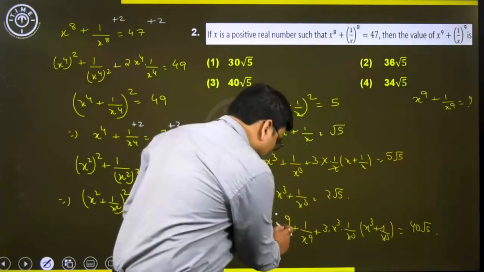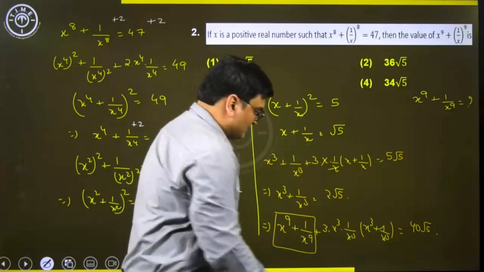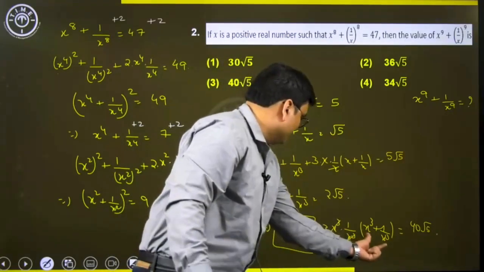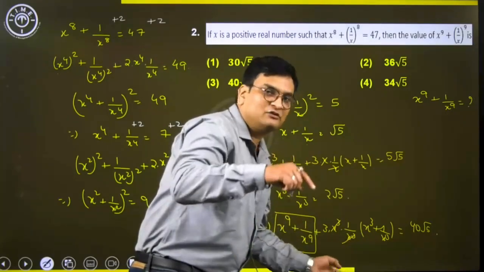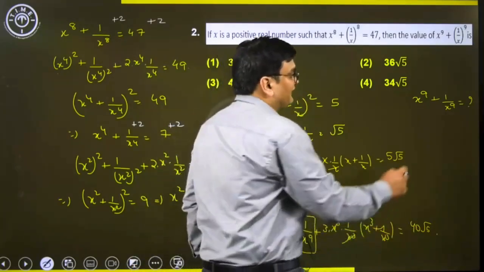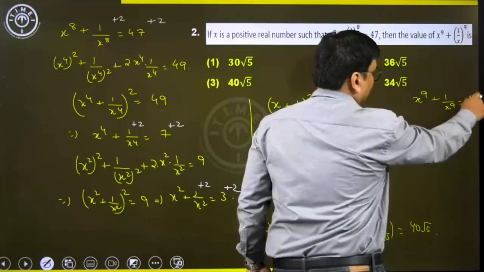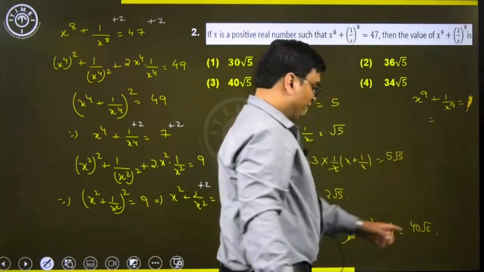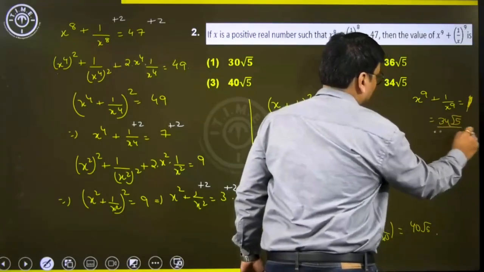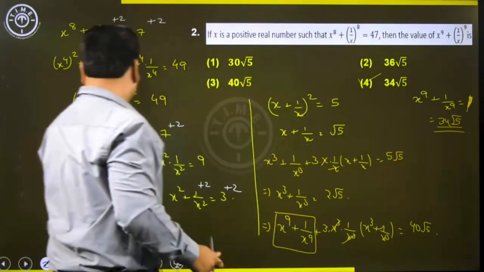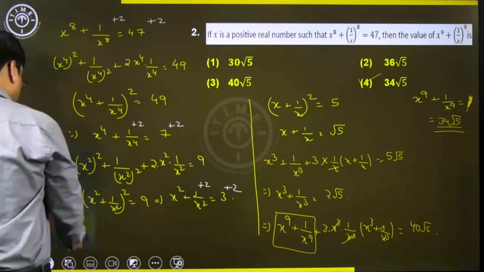Now I want to find this expression. What is the other value? x cube plus 1 by x cube is 2 root 5, substitute that. 3 into 2 root 5 is 6 root 5, goes on the other side, and finally I can say the value of x power 9 plus 1 by x power 9 will become 40 root 5 minus 6 root 5, which is 34 root 5. So option choice 4 will be our answer.